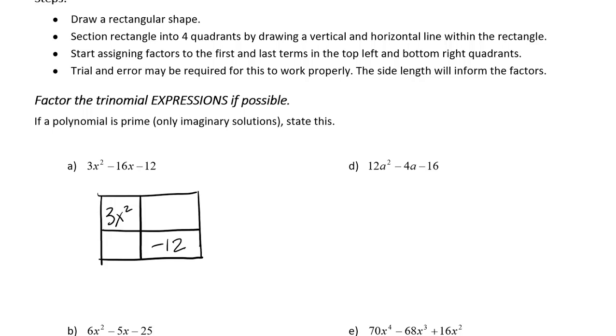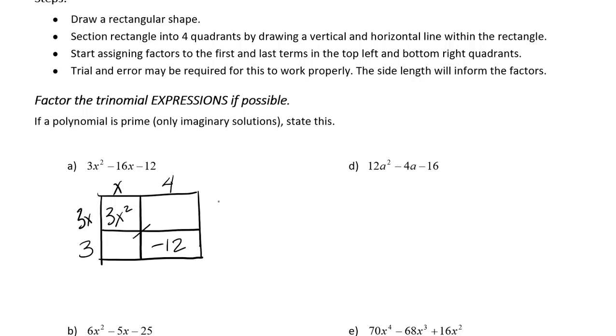Now, if we have 3x squared, 3 is prime, so we know that it can only be 3x and x as our sides to make a product of 3x squared. We also know that 12 has to be some combination of either 3 and 4, 1 and 12, or 2 and 6. We have to figure out how the middle term can add to negative 16x. So let's try 4 and 3.